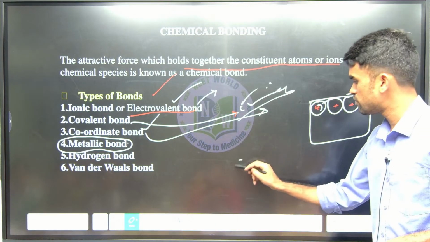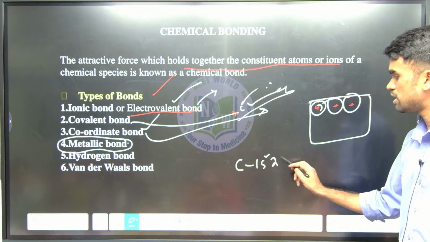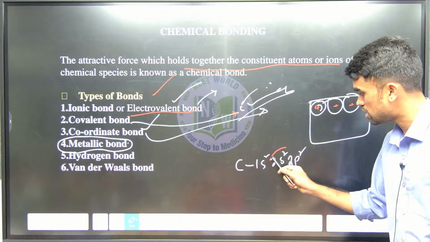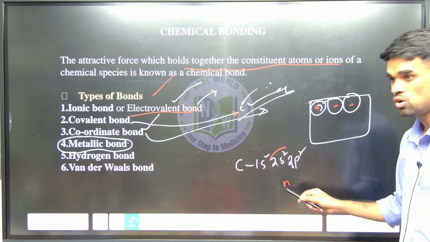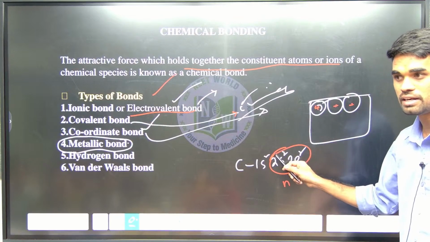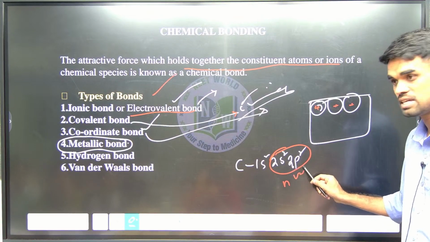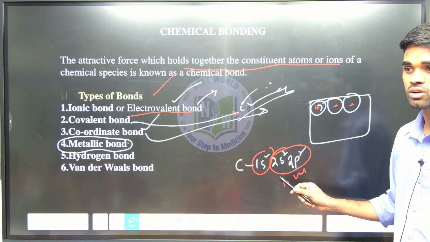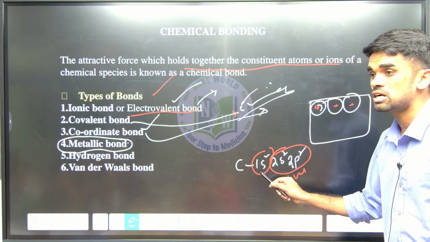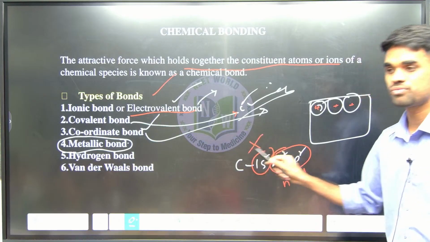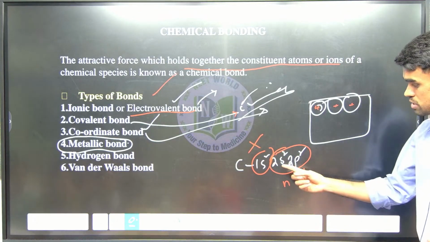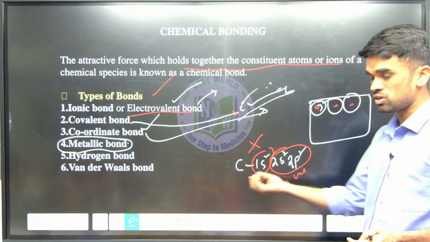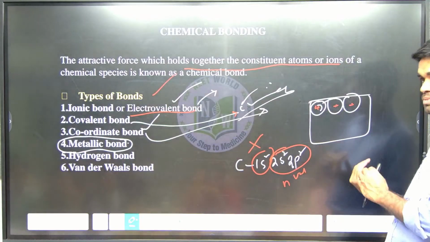For example, carbon, if you are writing 1s2, 2s2, 2p2. See, these electrons have the highest n value. Only these electrons participate in chemical reactions, so these are considered to be valency electrons. These are inner electrons, or I can say core electrons. These inner or core electrons won't participate in chemical reactions. Only these outside electrons participate.